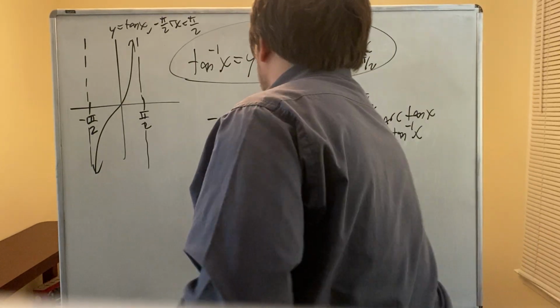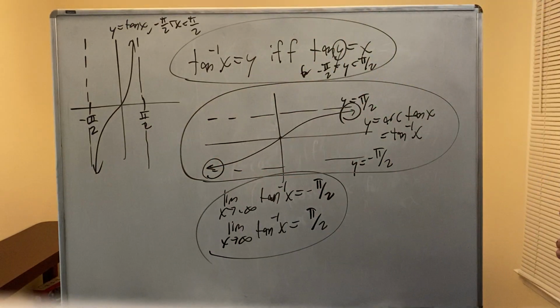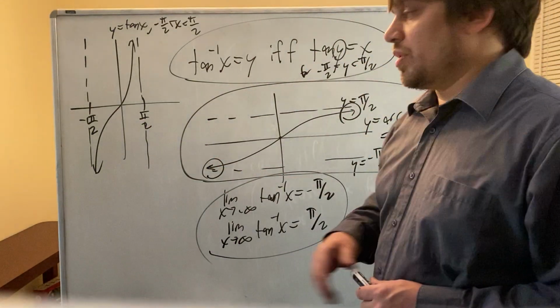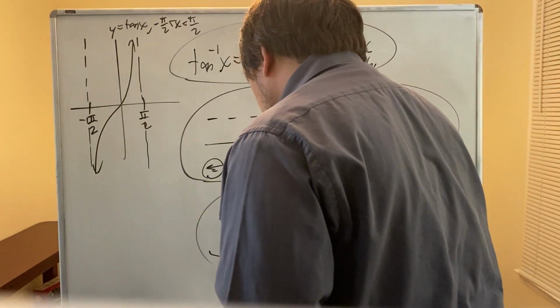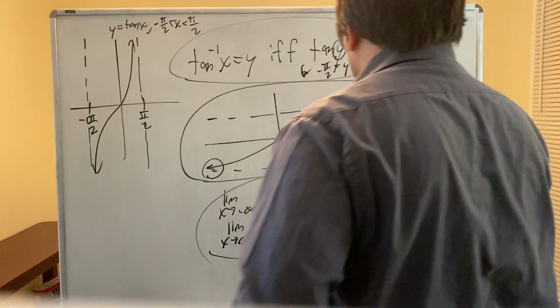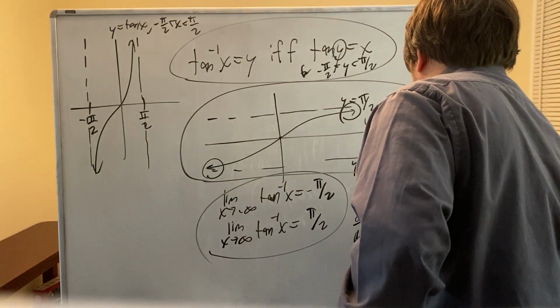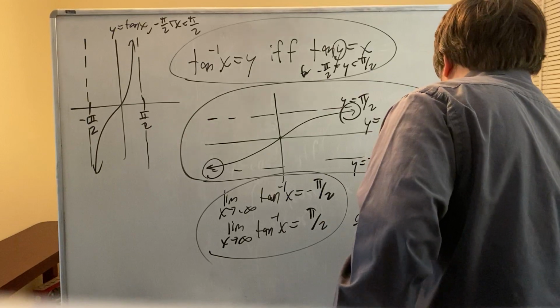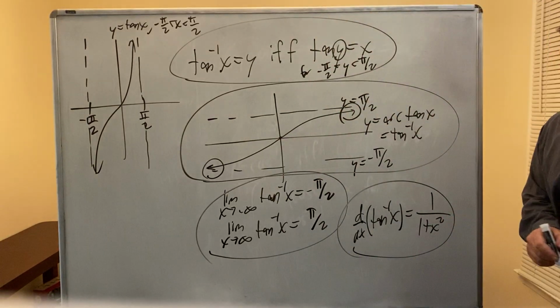Okay, so we get these limits by being able to draw this graph and seeing what the horizontal asymptote is here and here. Okay, so we have those limits, and d/dx of tan inverse x is equal to 1 over 1 plus x squared. So we get that derivative equation as well.